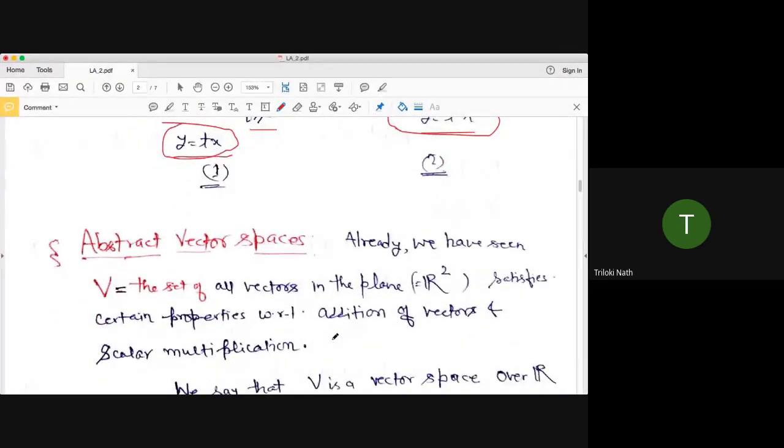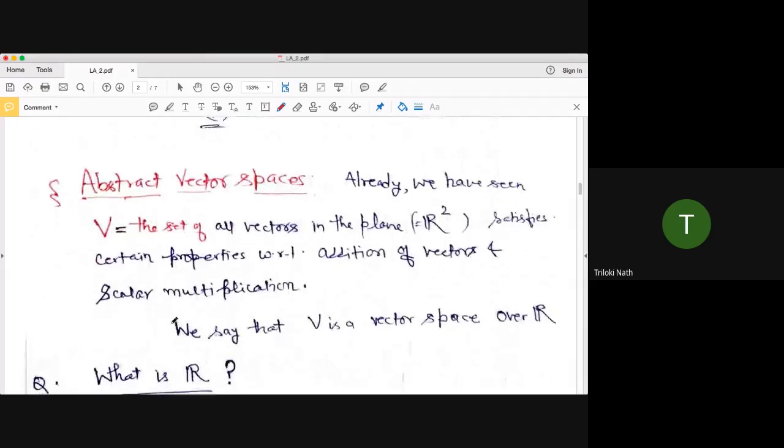Now let us come to our abstraction. You have already seen that the set of all vectors in the plane, that is R2, or in the space R3, three dimensions, satisfy certain axioms, certain properties with respect to the usual addition of vectors and with respect to scalar multiplication, right? So we are going to axiomatize this in the abstract form.